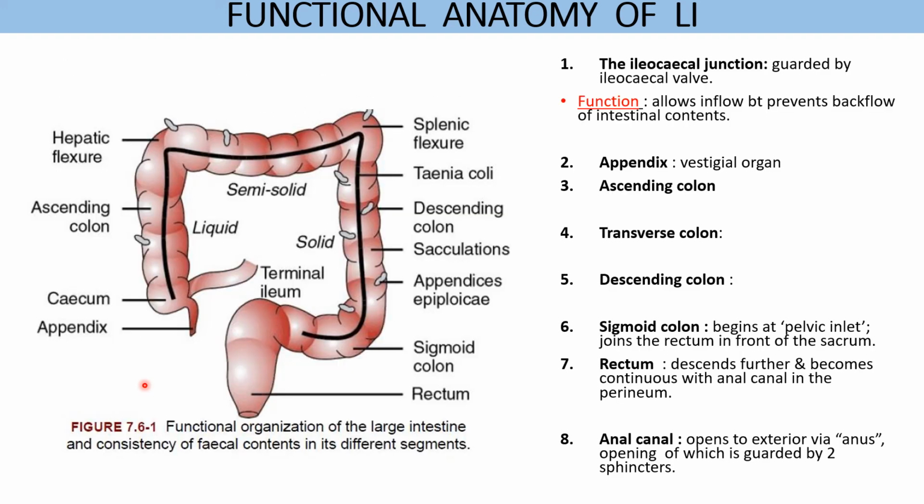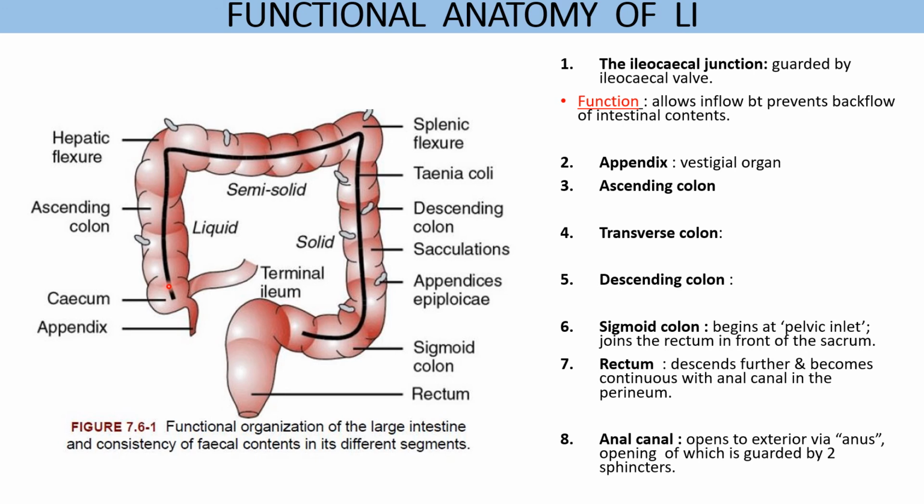In this diagram, you can see the various parts and divisions of the large intestine. As you can see, the large intestine arises from the ileocecal junction, which is guarded by a valve called the ileocecal valve. The function of this valve is to prevent the backflow of chyme from the large intestine into the small intestine. Adjacent to the cecum and ileocecal junction, you can see a worm-shaped structure arising. This is the appendix, which is a vestigial organ, that is, it does not have any important function in human beings.